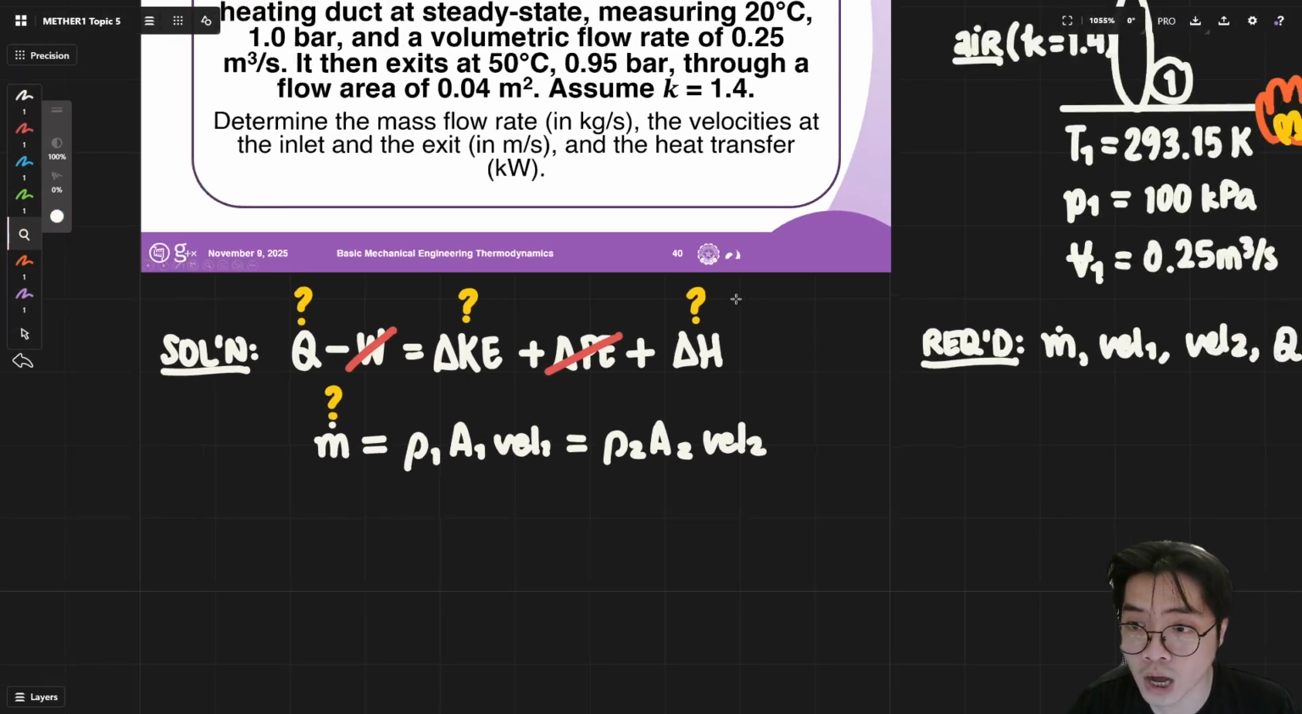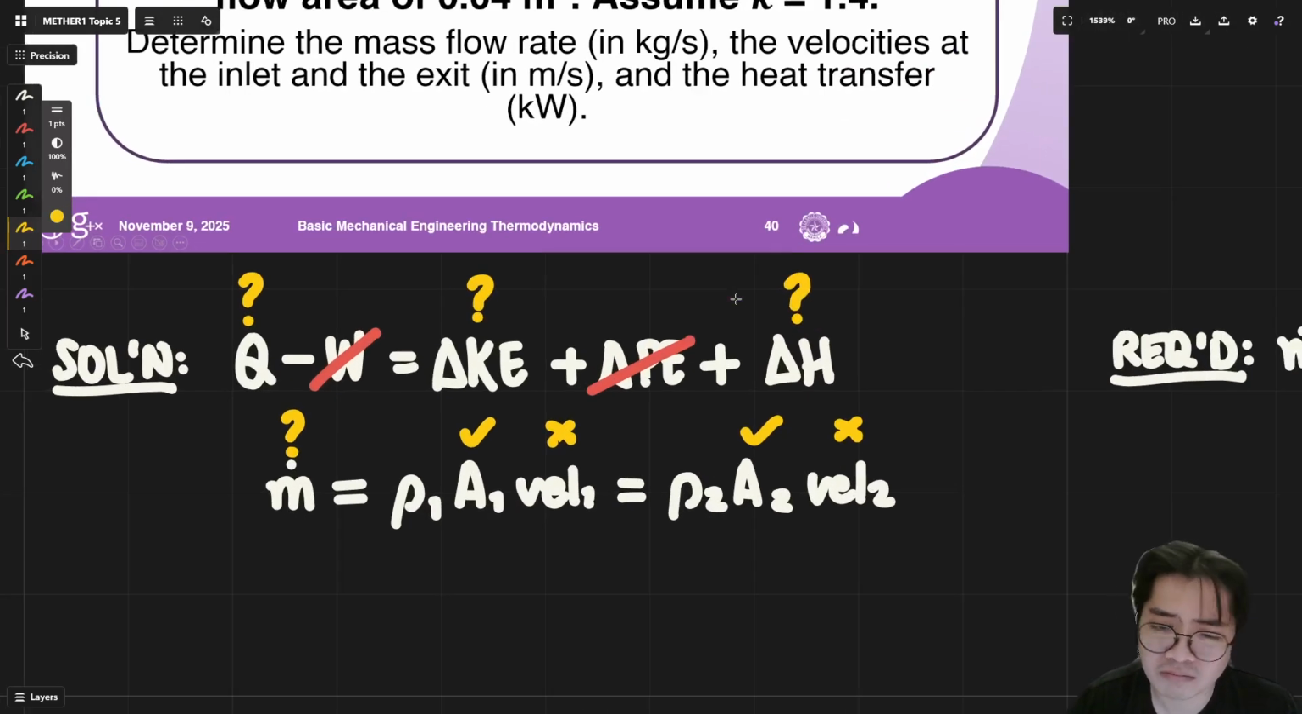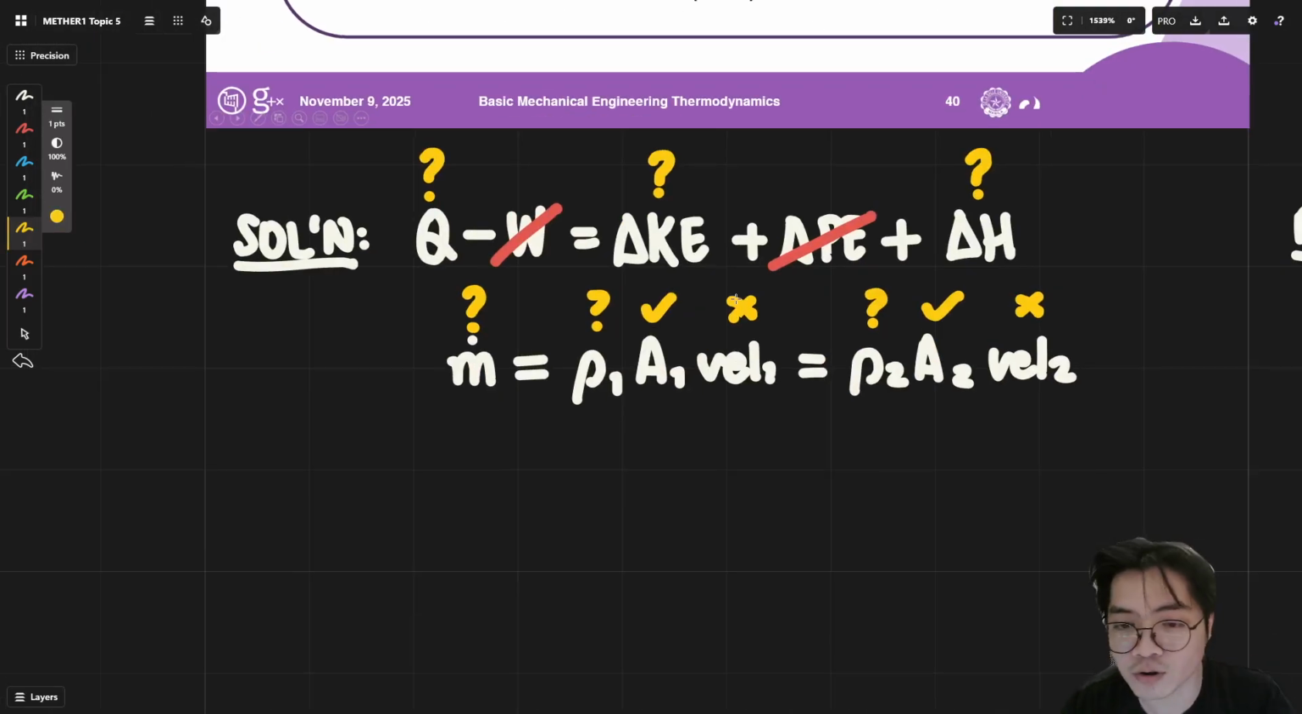Do we have a rho 1? No. Do we have an A1? Yeah, we do. Do you have a vel 1? No. Do you have a vel 2? No. We actually need that. Do we have an A2? Yeah. Do we have a rho 1 and a rho 2? I don't think so. But the thing about this is, because this is an ideal gas, you already can get something from your knowledge base.